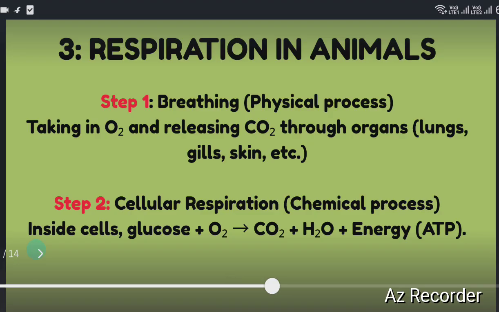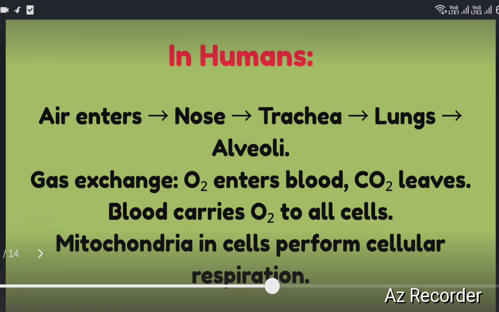In the case of humans, as I said, there are different organs for respiration. First, air enters through the nose and reaches the trachea, and finally it reaches the lungs and the alveoli. In gas exchange, O2 enters the blood and CO2 is released from the body. Blood carries the oxygen to all the cells, and mitochondria in the cells perform cellular respiration, by which we get energy in the form of ATP.